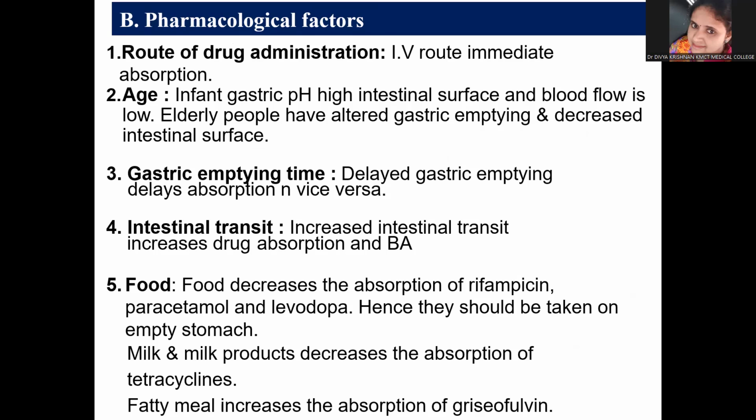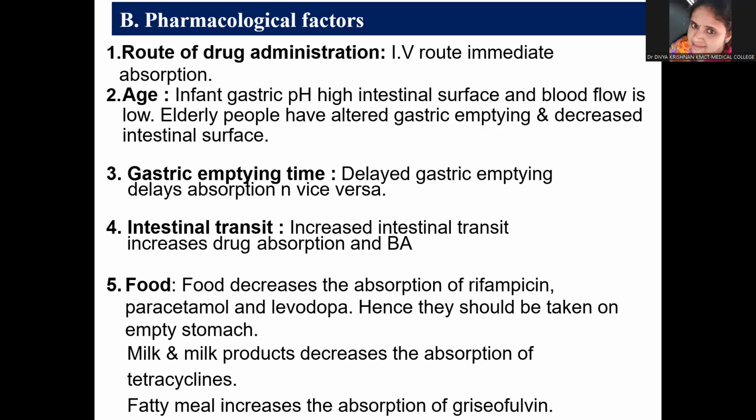Then the next factor is age. Again, when you study the factors affecting drug action, you will understand the effect of age on the different pharmacokinetic parameters. The difference is mainly seen at extremes of ages, that is in infants and the elderly, and they have alterations in different physiological parameters which can change the bioavailability in both these age groups. The gastric emptying time also affects bioavailability. If there is a delayed gastric emptying, that means there will be delayed absorption and vice versa.